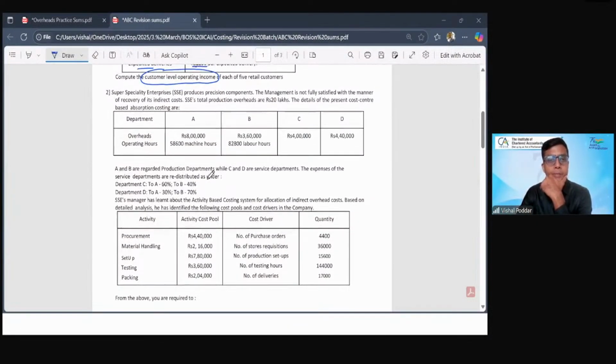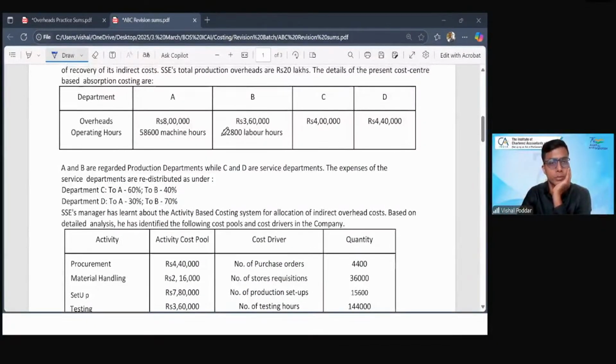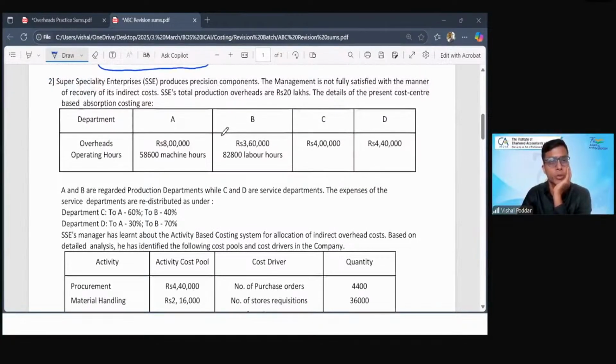Students, now see, this question is interesting for 2 reasons. One, here we have to do both things, traditional also, ABC also. Plus, to give you the feel, I have also included the primary secondary distribution here. So we get a holistic understanding. So what is the question saying?